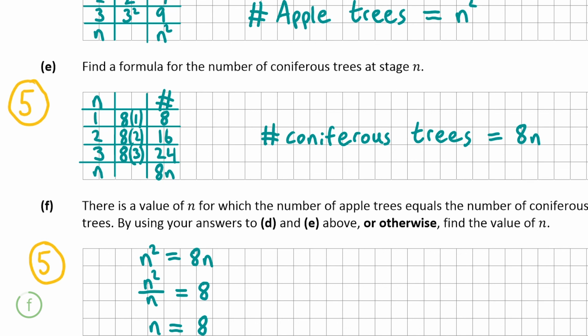As you will see in the marking scheme, there is a different way to do it. There are a few different ways, but in my opinion this is the simplest way. And we got our answer, 8.